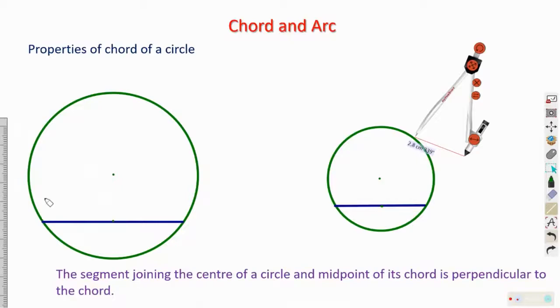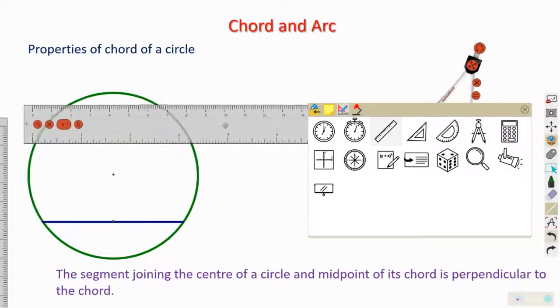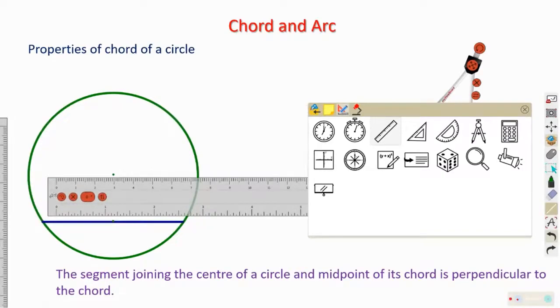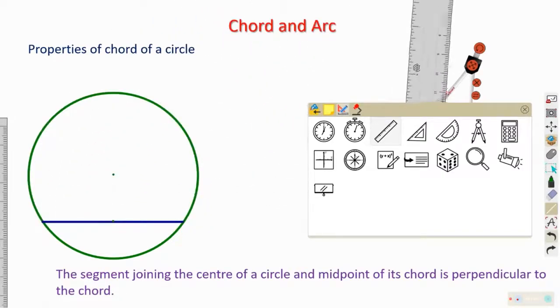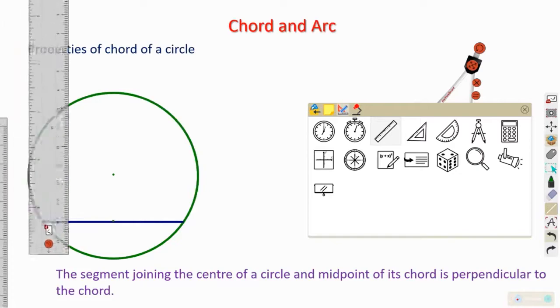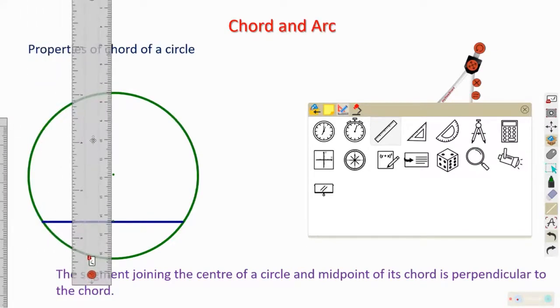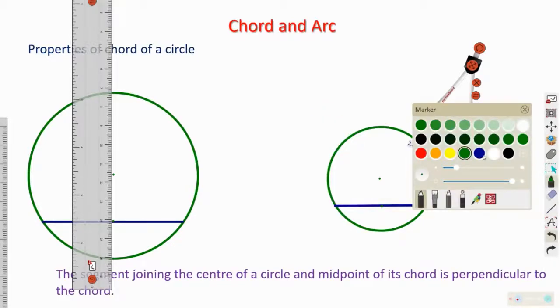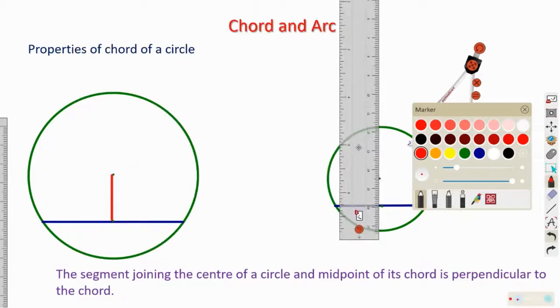What we have to do is draw a line joining the center of the circle to the midpoint of the chord. That is what I am going to do. This is it. Okay, I'll be connecting these two points. Here it is connected. Do the same here.